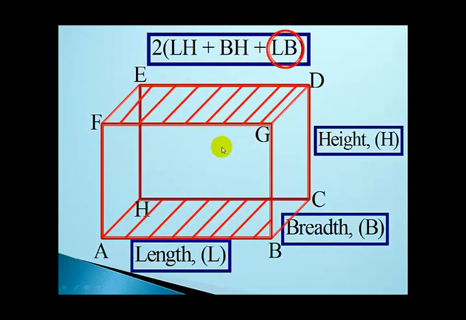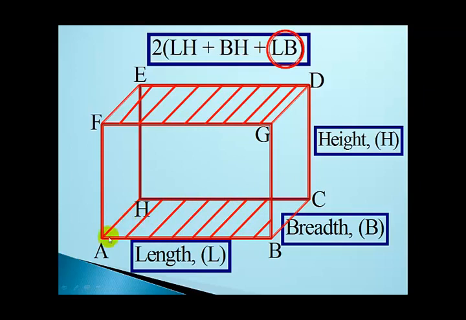Now the total surface area. Let's look at the total surface area. How to calculate the total surface area of a cuboid. Now, when you consider this cuboid, our concentration is on the red shaded area. We can see that the bottom, that's the part of the cuboid on the ground, is A, B, C, H. That is the red shaded region at the bottom.